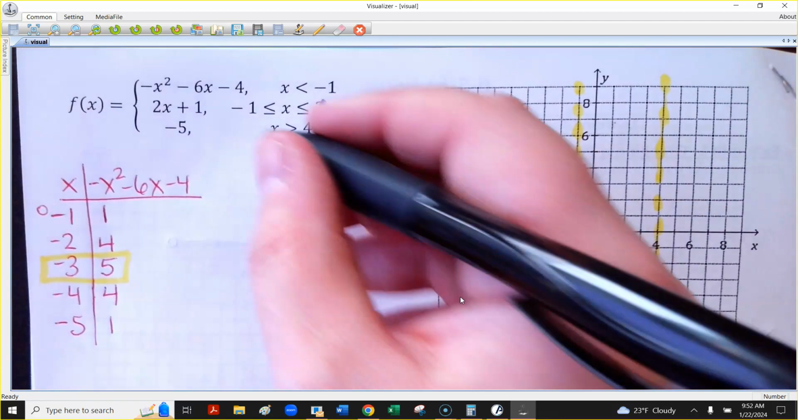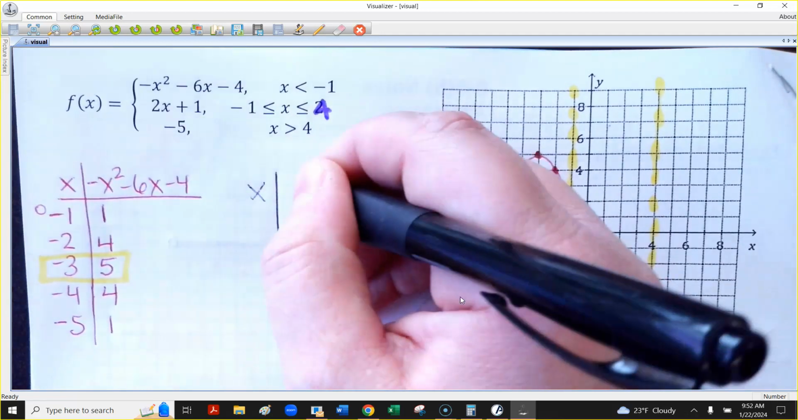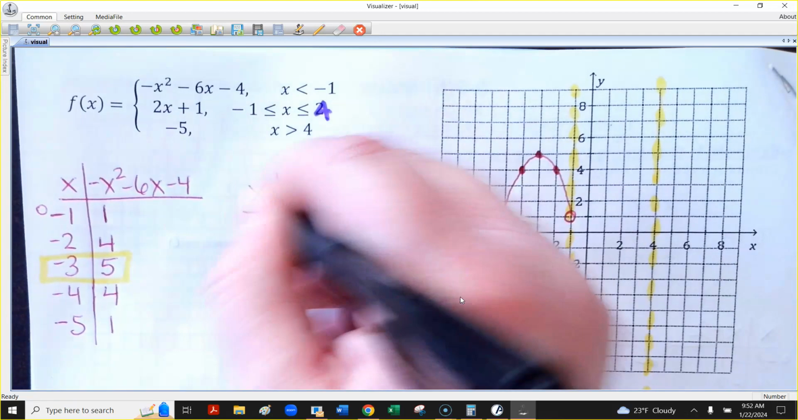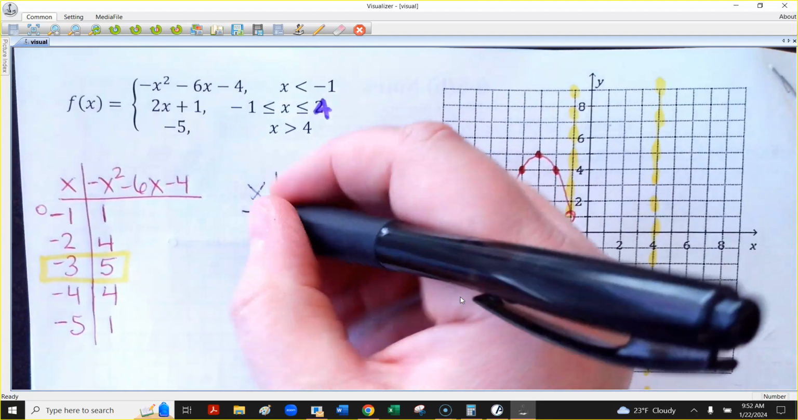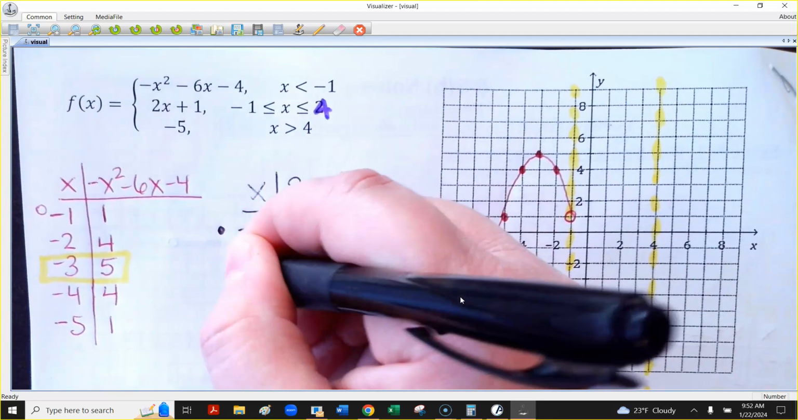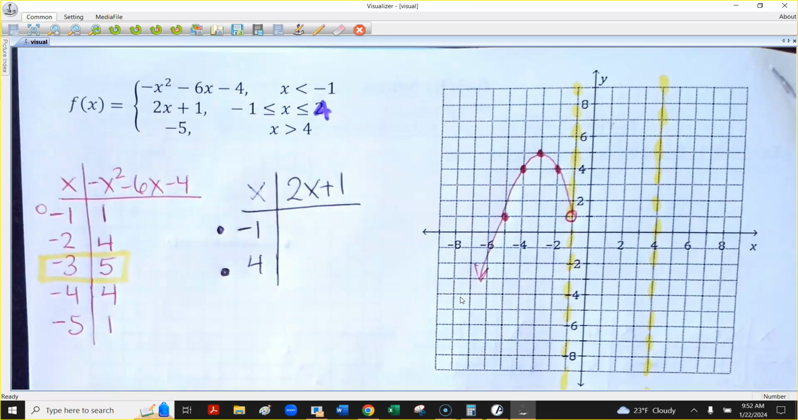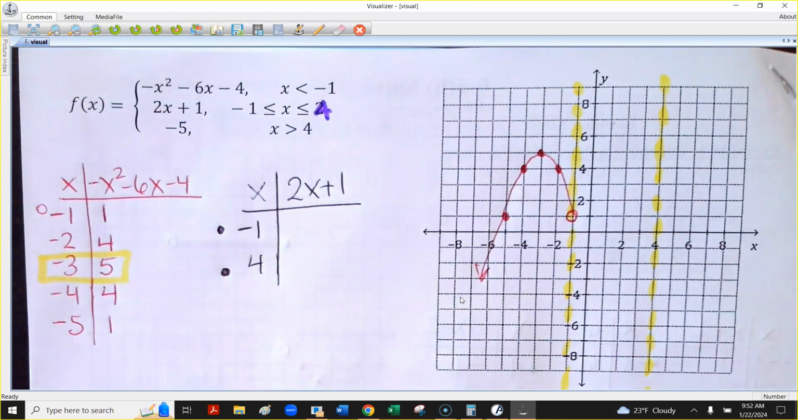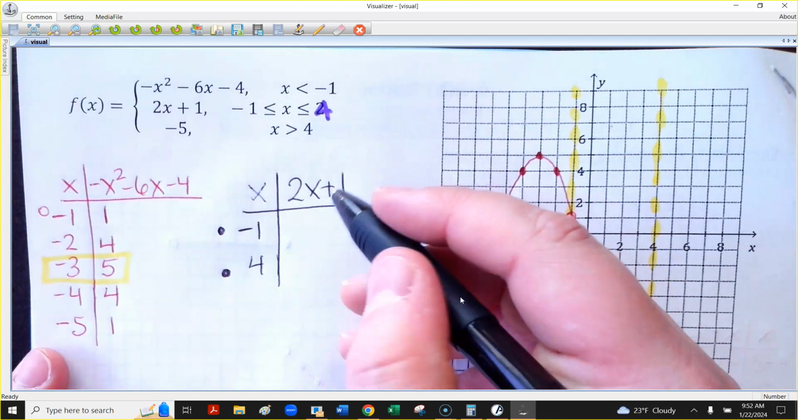Okay, now my second piece is 2x plus 1, and I screwed up, so make sure you change those little numbers. We're going to use negative 1 and 4. Both of these guys are going to be closed circles. And you can plug it in by hand, or you can do it on the calculator, whatever's easier. I'm just going to do it by hand real quick.